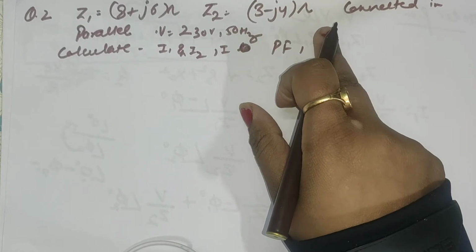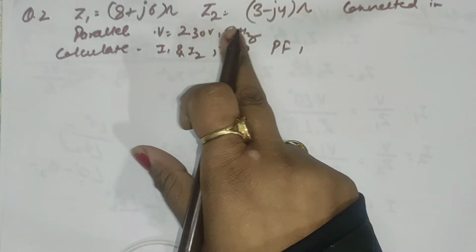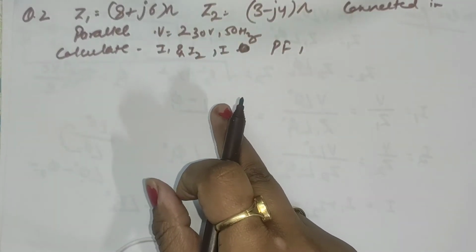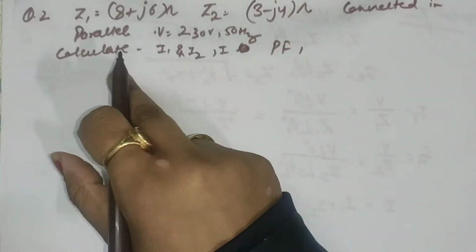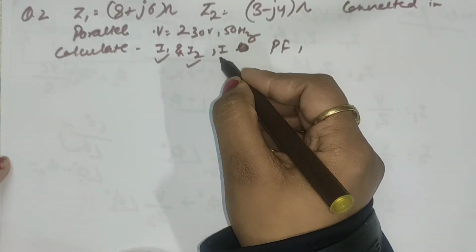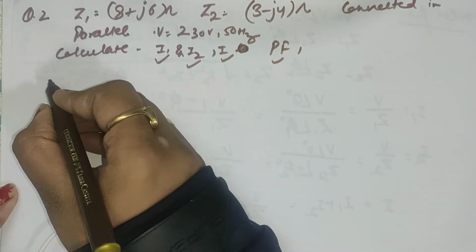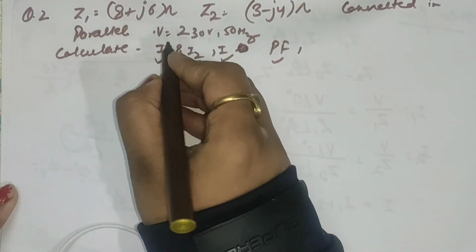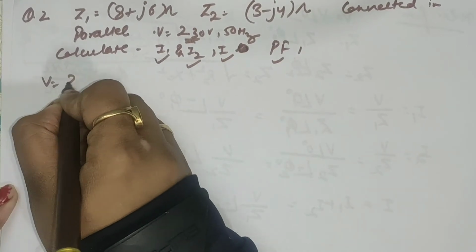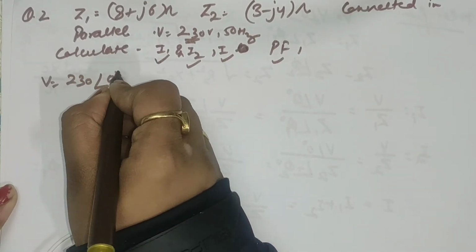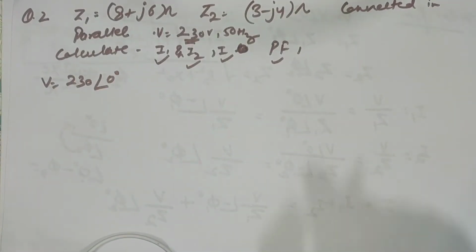Now we will do one more question. Two impedances Z1, Z2 are connected in parallel across a 230 volt and 50 hertz supply. You have to calculate the current in each branch, I1 and I2, the line current, and the power factor. First of all, 230 volt, so V equals 230 angle 0, because no angle is given, so we are taking it as the reference angle, so 0 angle is there.